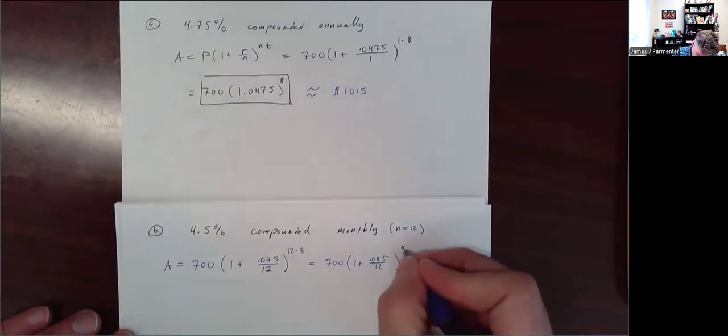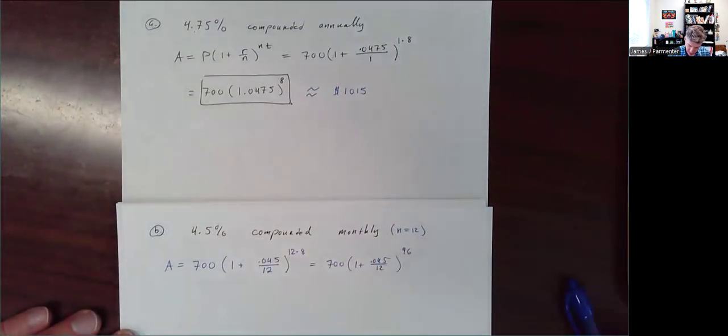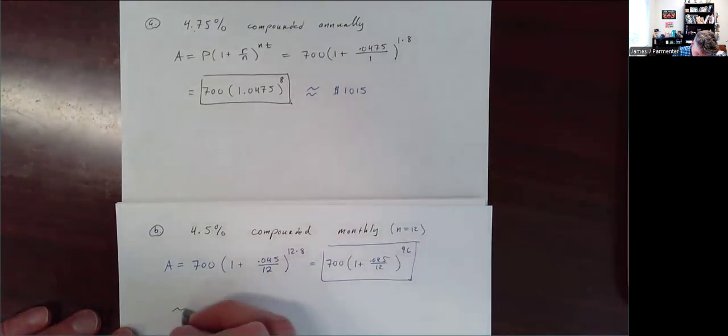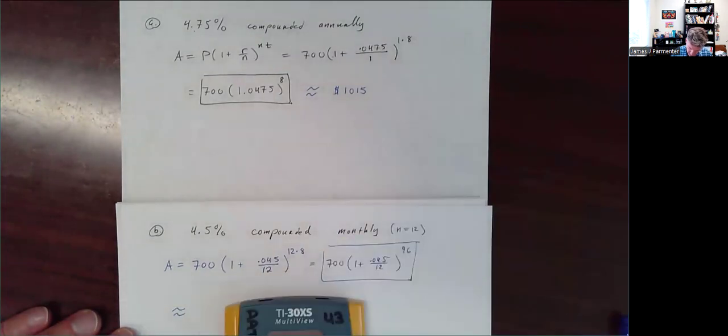8 times 12 is 96. So then I'm going to need a calculator. So again, this is my exact answer, and it's approximately equal to, let's get out the calculator here. So I'm going to do it all at once this time.